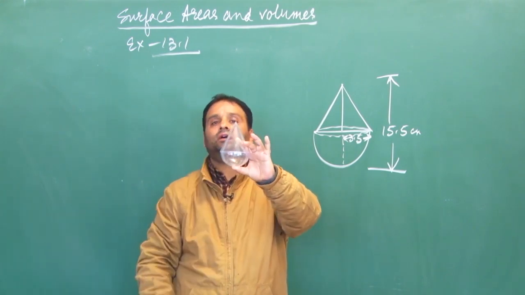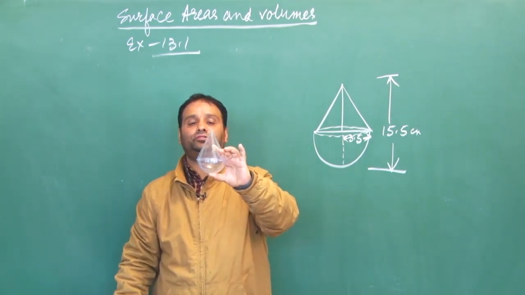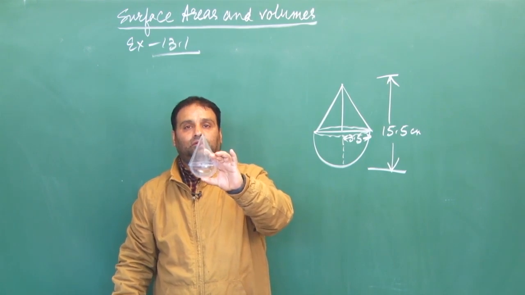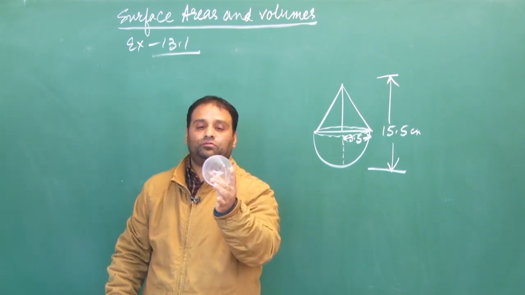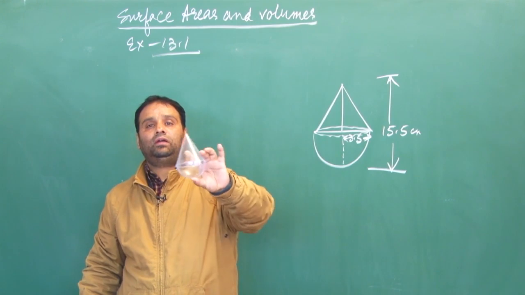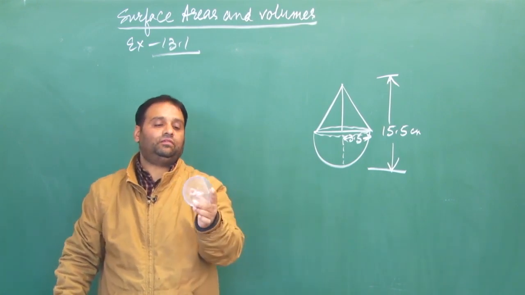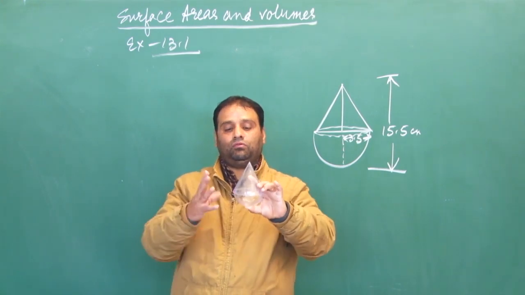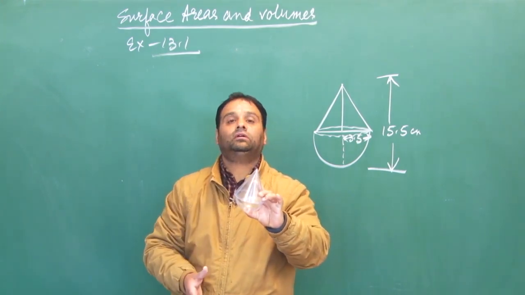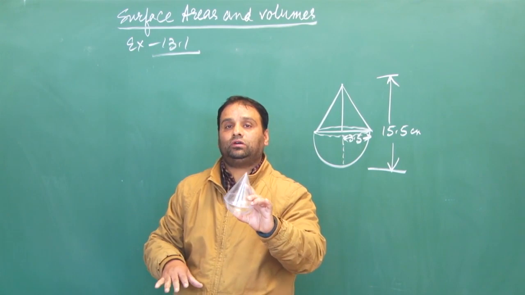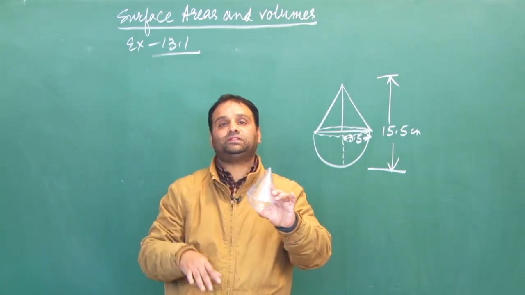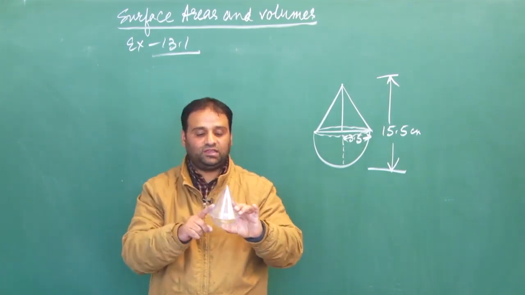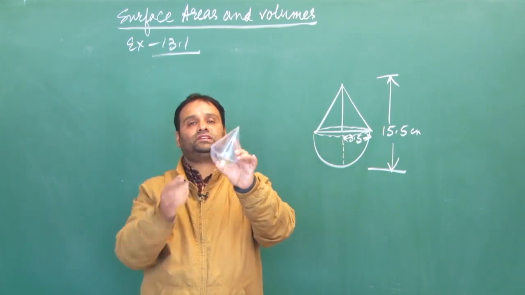We need to find the surface area of that toy. You can see the exposed surfaces of the toy, and you can yourself deduce its surface area. Now, understand how much and what sort of surfaces are exposed. You can see the curved surface area of the cone is exposed.